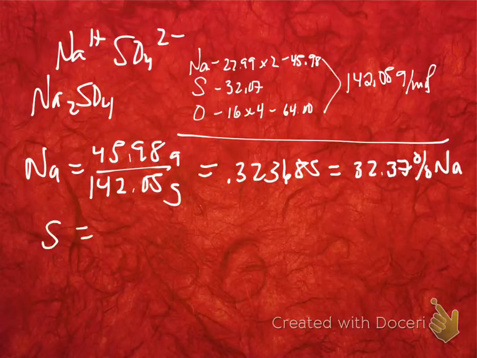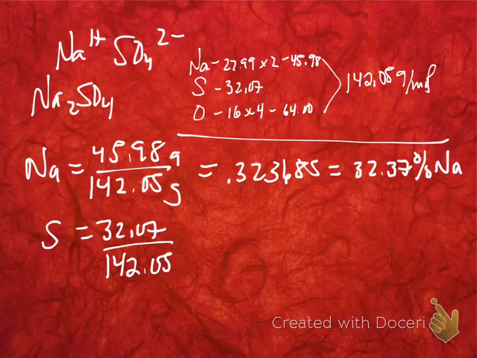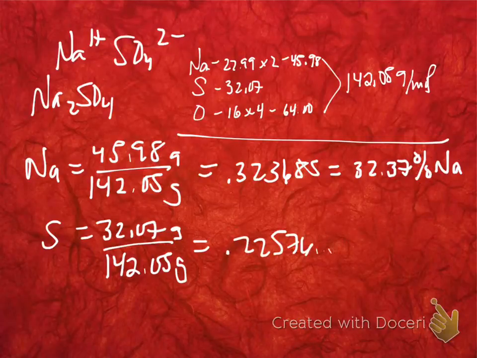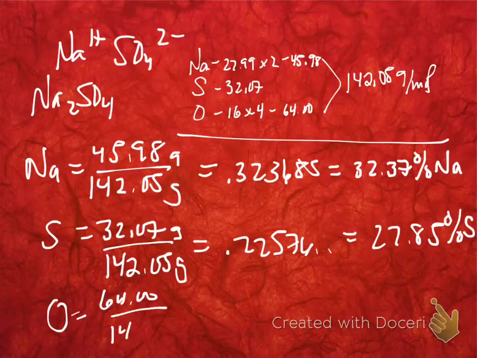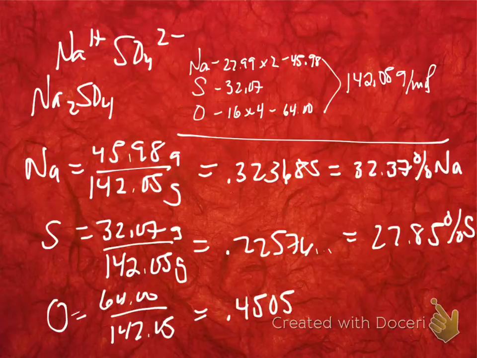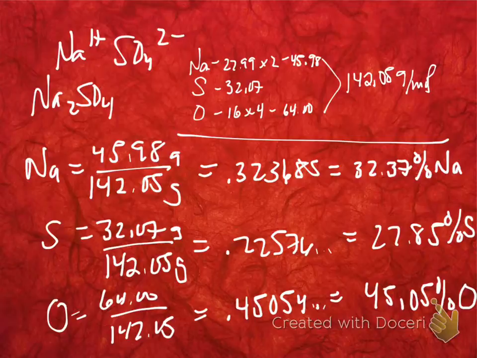And for sulfur, we have 32.07 divided by 142.05, and that gives us 0.22576, and so on. Multiply by 100, we get 22.85 when we consider sig figs, percent sulfur. And then for the oxygen, 64 divided by the 142.05, we get 0.45054, etc. And what we end up with is 45.05% oxygen. Okay? Questions on that?